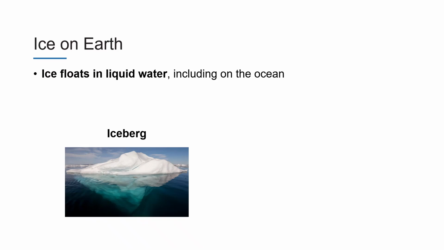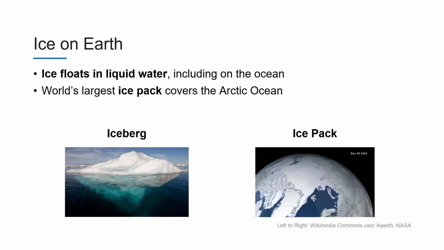And ice isn't only found on land, it's also found in the ocean. So unlike most substances, water becomes less dense when it freezes, which is why ice floats. So icebergs are these large chunks of glacial ice that break off into the ocean. And in polar seas, we also find vast flat areas of frozen seawater called ice pack, like the one that covers much of the Arctic Ocean in the north.